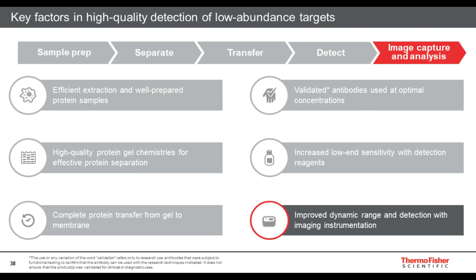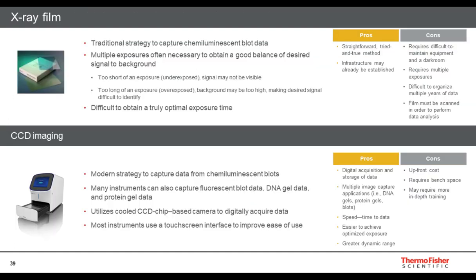Moving into the last step of the Western workflow, we end at the image capture and analysis step. Using modern technologies such as CCD imaging systems can greatly improve dynamic range and low-end detection. The two imaging modes most commonly used in Western blotting are either film or CCD cameras. Film capture is the traditional method. While relatively straightforward, it presents its challenges as optimal exposure times may be more difficult to obtain and require repetition. Darkrooms can be expensive and more difficult to maintain.